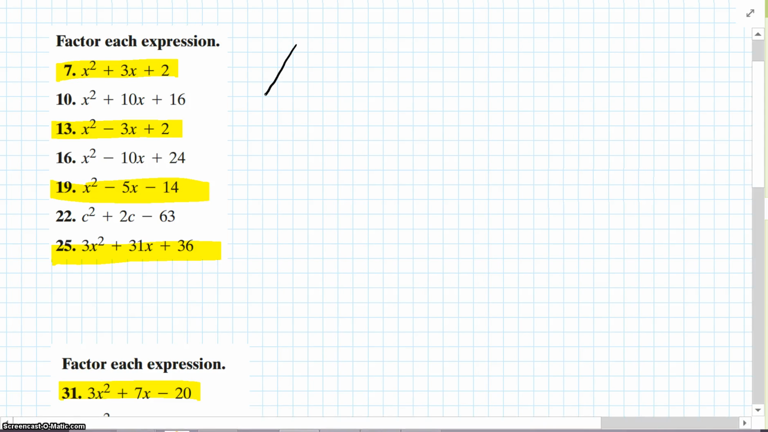First thing we're going to do, let's set up our x. Remember, the top is our a times c and our bottom is our b. So our a times c is 2 and our b value is 3. So we're looking for a factor of 2 that has a sum of 3. Well, that would be 2 and 1. Since our a value is 1, we can just write this as x plus 2 times x plus 1.